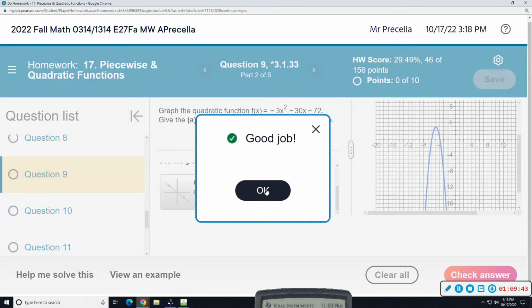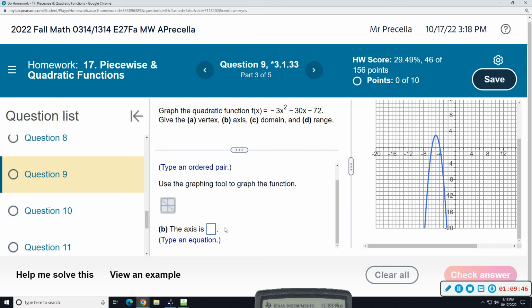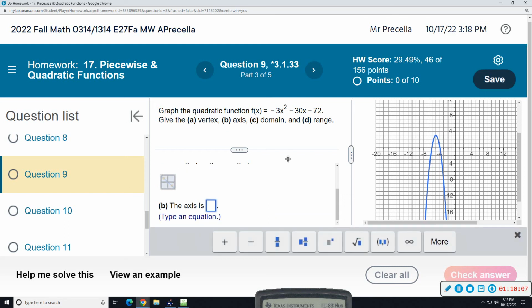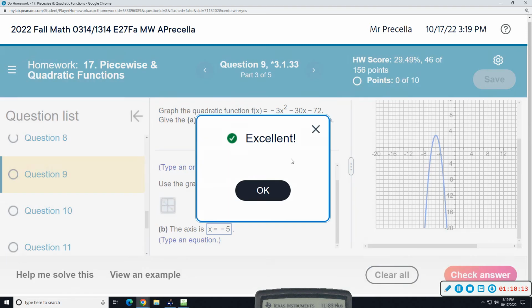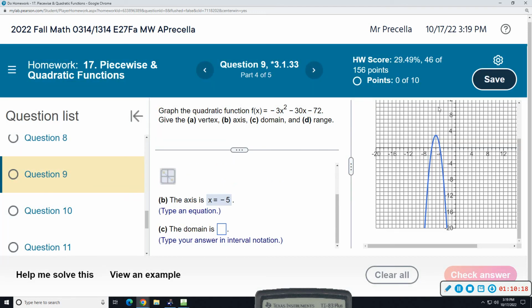Now they want to know other things. I want to know the axis. Remember, the axis is just the result you got when you applied that vertex formula, x equals negative b over 2a. Then notice that you type it as an equation. You can't just type negative 5. You have to type, what was it? X equals negative 5. Remember, x equals a number is a vertical line because every x value is negative 5. And that vertical line passes right through the middle of the parabola.